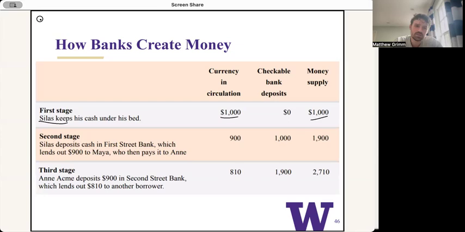to Anne. Okay, so Silas again deposits this $1,000, and now the bank can lend out $900 to Maya, and Maya is going to pay Anne. So now our money supply is 1,900. Anne is going to deposit $900 into the Second Street Bank, which is going to lend out 810. Why 810? Because that's 900 times 0.9. And then that bank is going to lend it out to another borrower. So now our money supply jumps by 810.